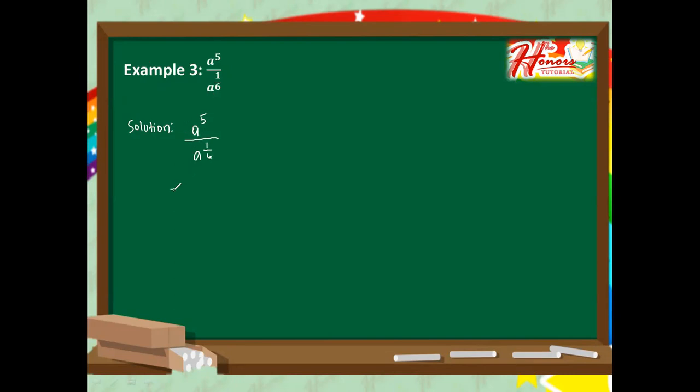As you can see, we have here the same base, so copy a. And then kindly subtract the exponents since this is division. So therefore, we have to subtract the exponents. So we have here 5 minus 1 over 6. Let's focus on the exponents first. Let's set aside a.